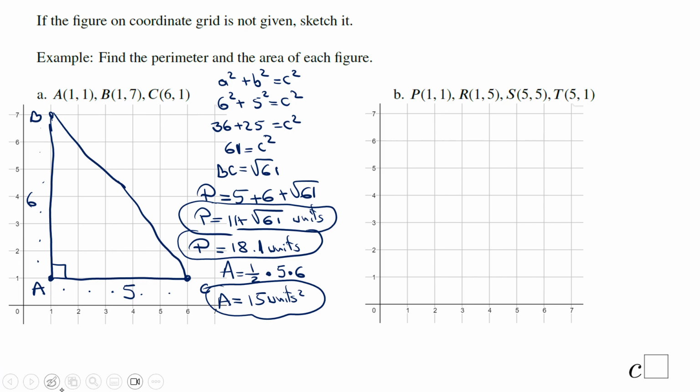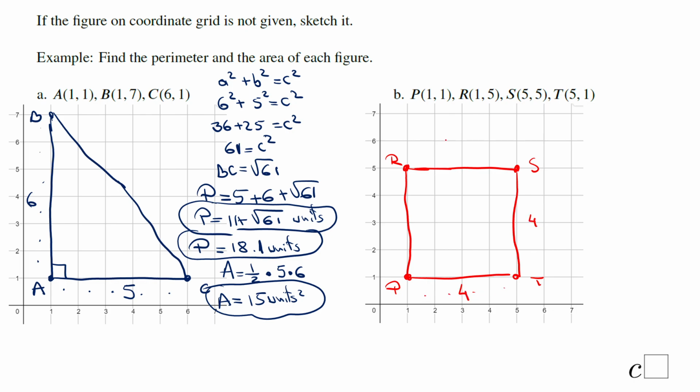Let's go to part B, where we have to find the perimeter of this figure, and we're gonna plot the points. B, 1 and 1. R, 1 and 5. S, 5 and 5. And T, 5 and 1. Okay, I think this is a nice shape, not too much stress, I think. This is a square. 1, 2, 3, 4. Each side is 4. Notice it is a square.